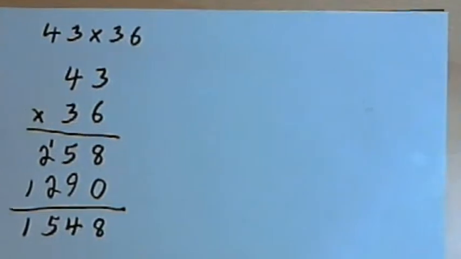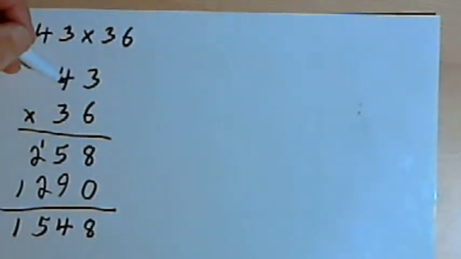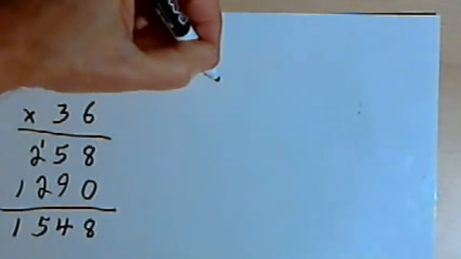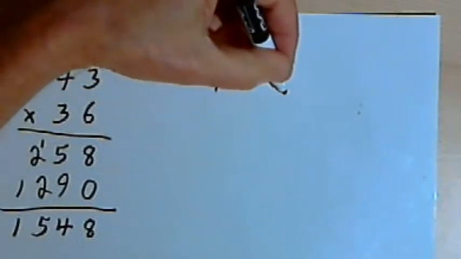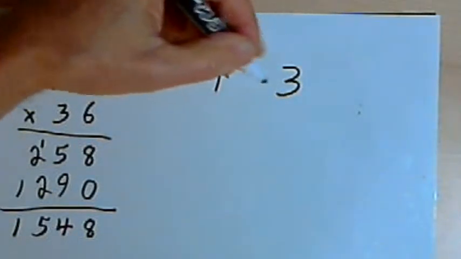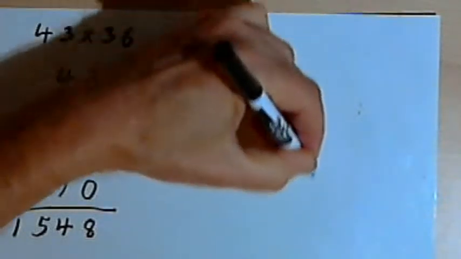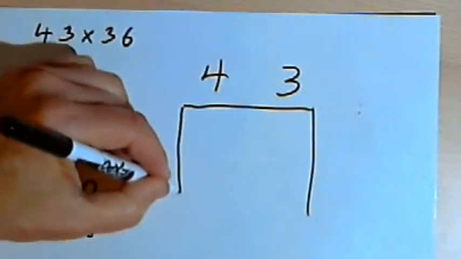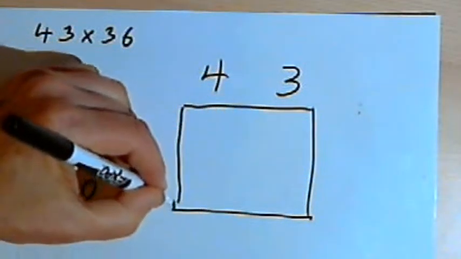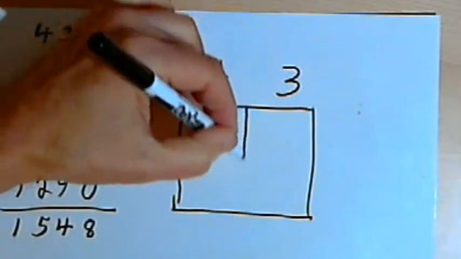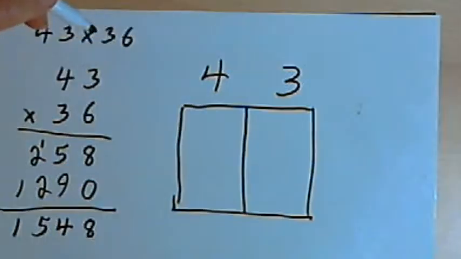Now here's how the lattice version of that works. I'm going to take the 43 and write it left to right. I'm going to leave a little room between the 4 and the 3. I'm going to make a square underneath that 43. I'm going to divide the square into two columns, one for the 4 and one for the 3.